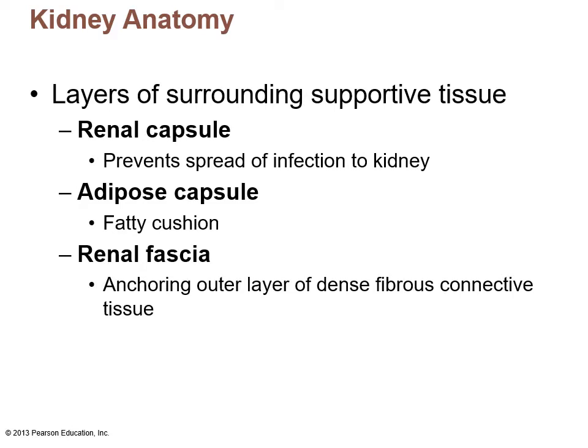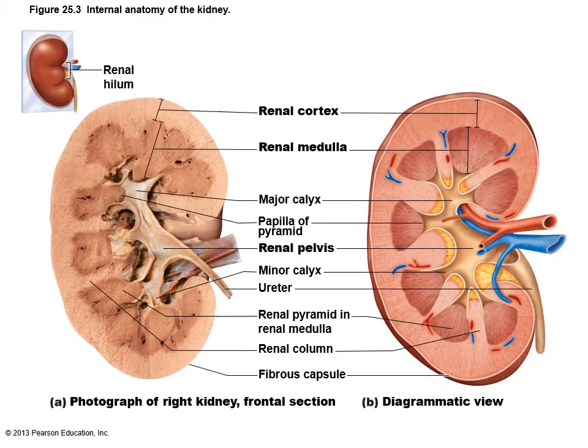And what happens is that the kidneys are exposed. So they're susceptible to injury. So any type of trauma to the outside could very easily injure the kidney. So these protective layers are very important. The fascia is a connective tissue layer that anchors the outer layer of the kidney to surrounding tissue.